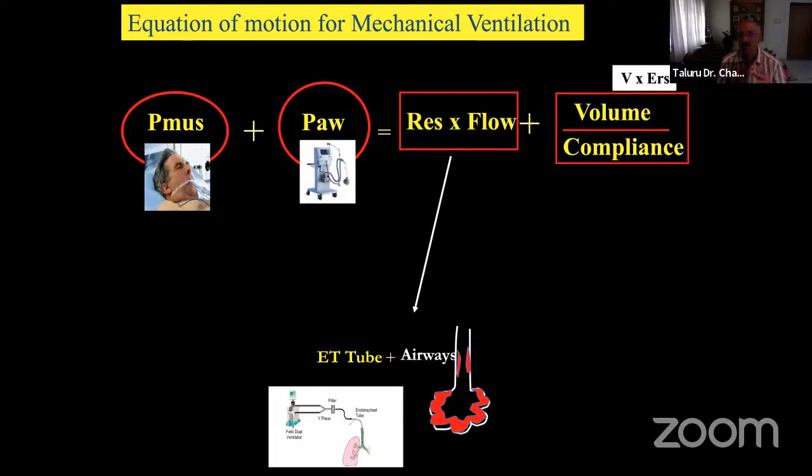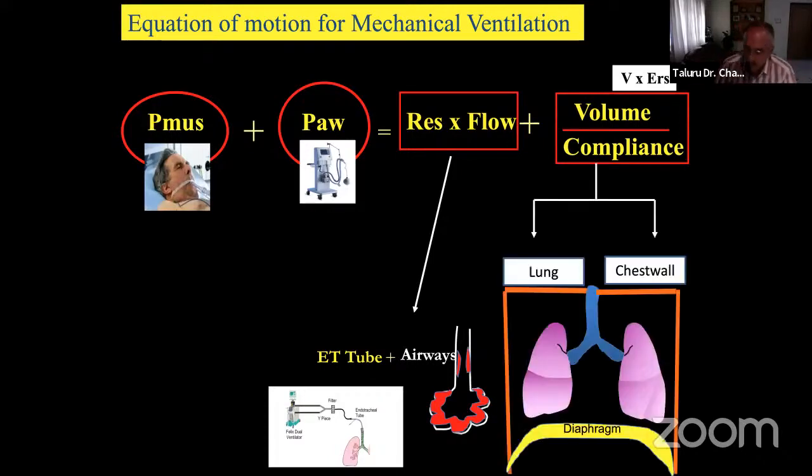The resistance component is exerted by the respiratory system, the airway system of the patient, and also the endotracheal tube and the ventilator circuit. That has to be factored in. Whenever you do an inspiratory pause and you get a high transairway pressure, the contribution can be from the patient, also from the tube, and also from the ventilator circuit. So that is the airways. When we talk of airways in the equation of motion, we have to consider all this.